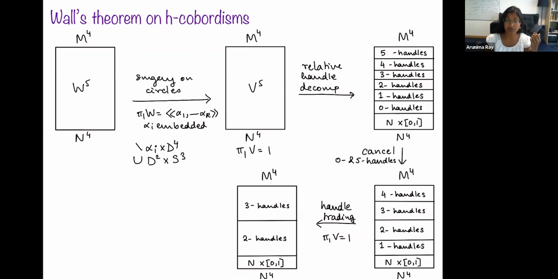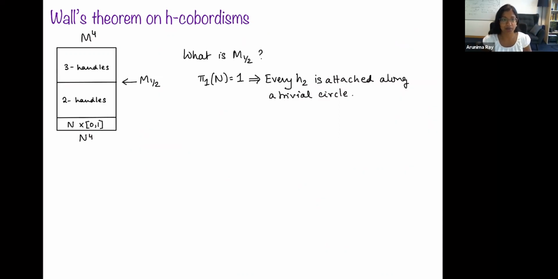Okay, so at the end of the handle trading process from the previous video, I can make sure that the cobordism looks like this. It has this super nice piece, as always, N cross interval, and then 2 handles, and then 3 handles. So the cobordism now looks like it is in a very nice and simple form. Okay. So now we have to study this handle decomposition a little bit more closely.